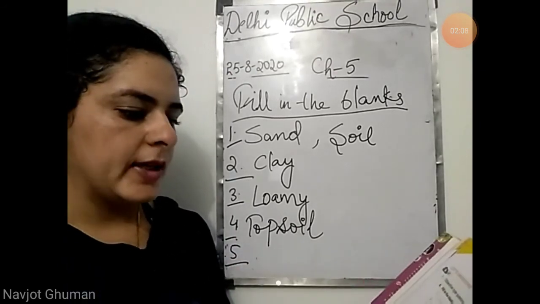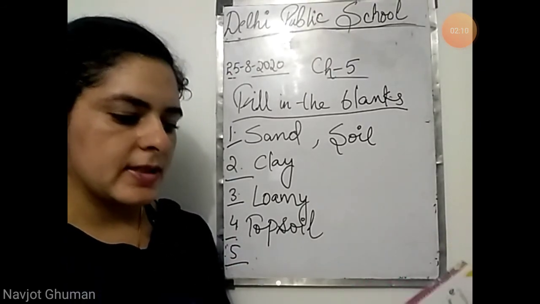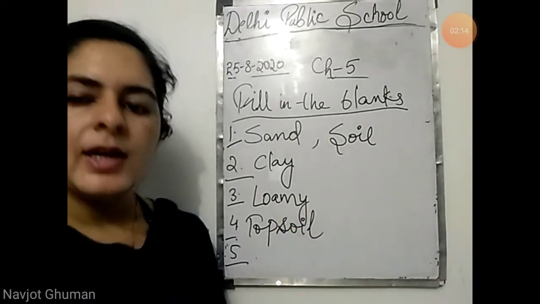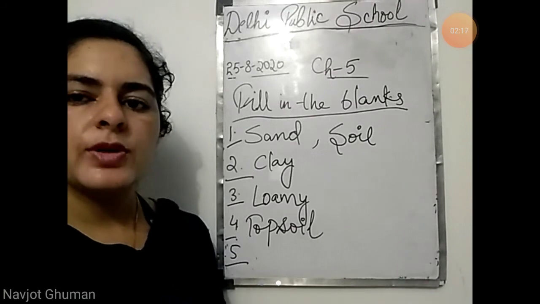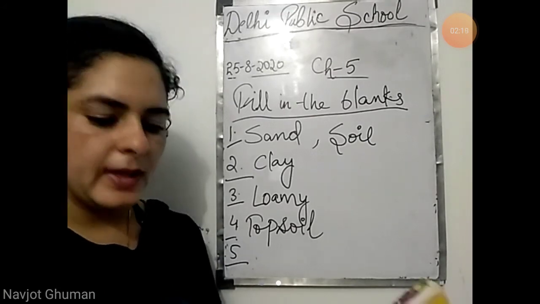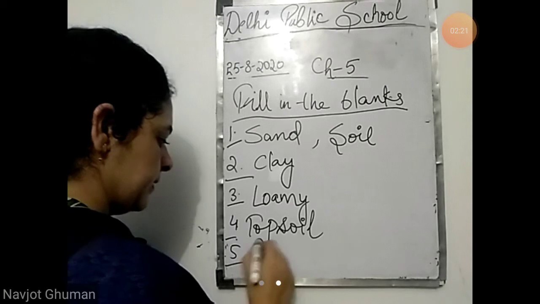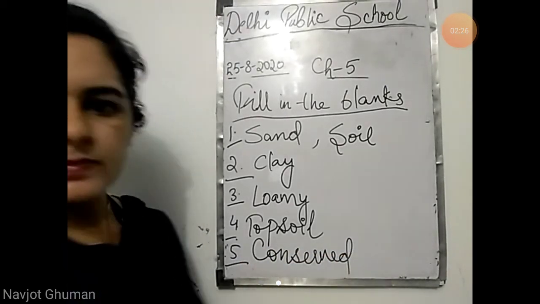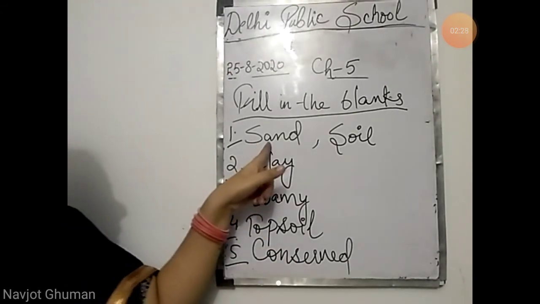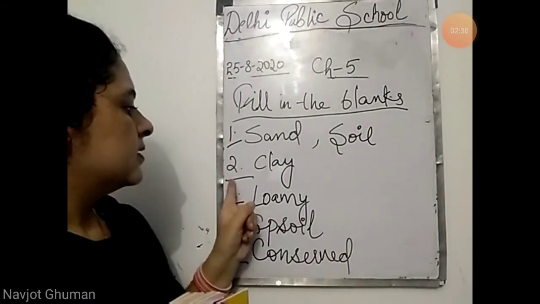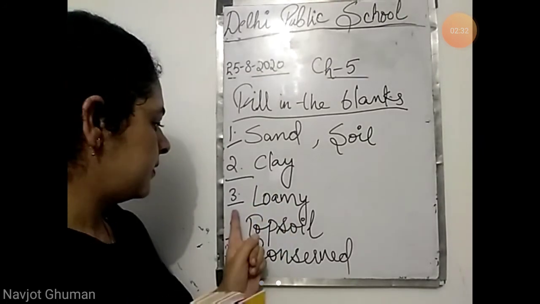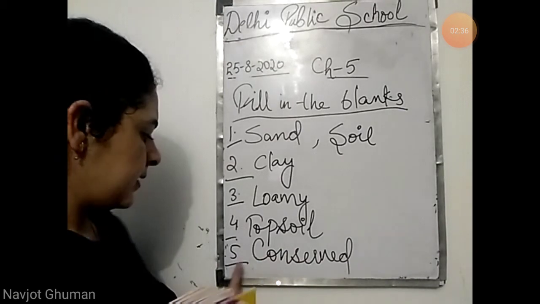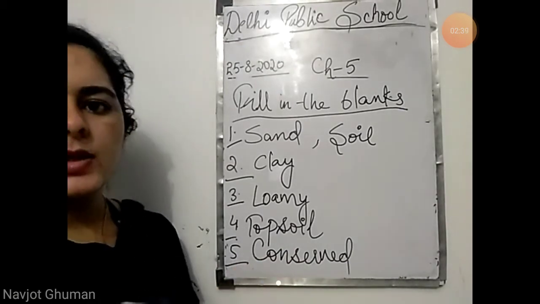Fifth one, soil can be dash by planting more trees and by building dams across rivers. The topic that we have covered now only. By building dams and planting more trees, what happens? Soil can be conserved. So the answers are: first is sand and soil, second is clay, third is loamy soil, fourth is topsoil and fifth one is conserved.